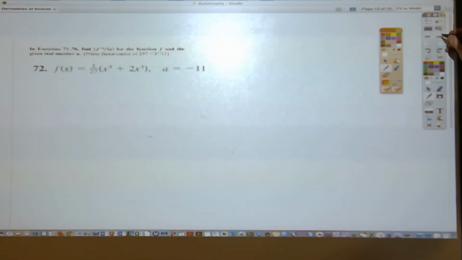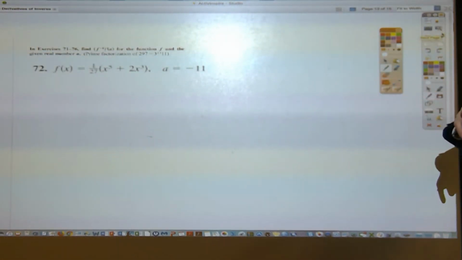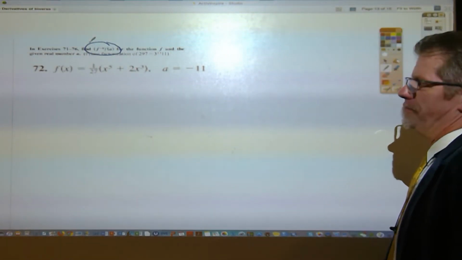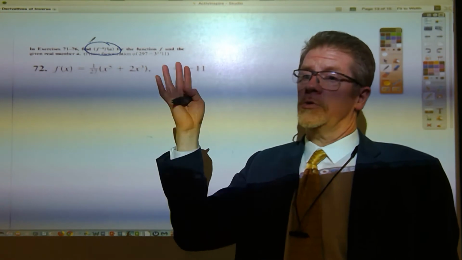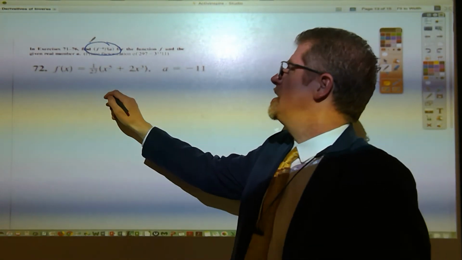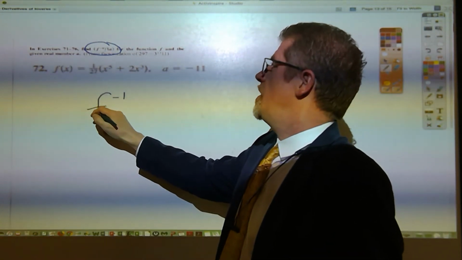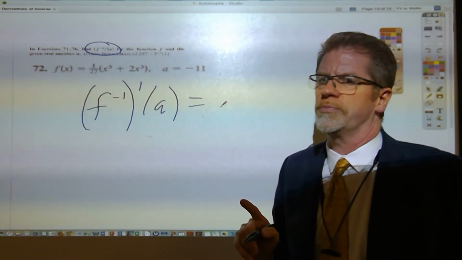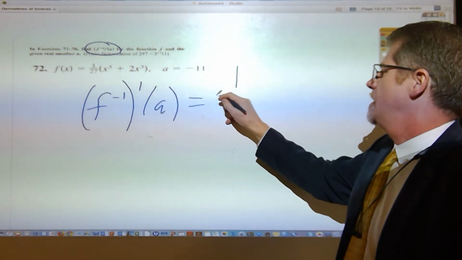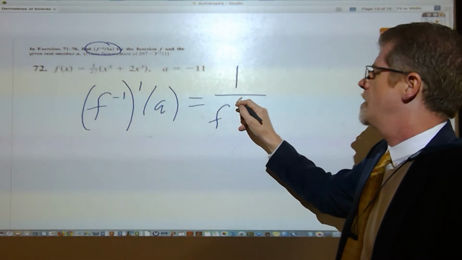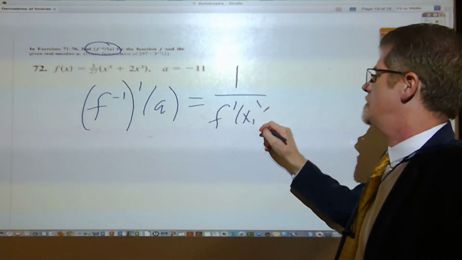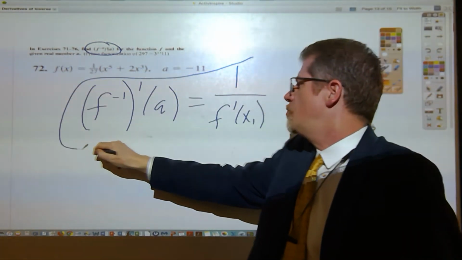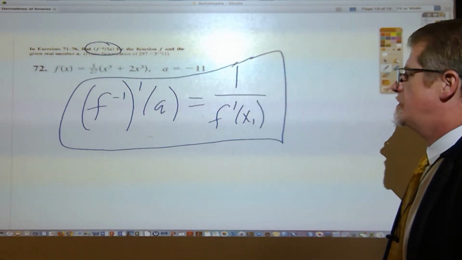Let's go to page 2 and try this one right here. Here they're asking us to find f inverse prime of A. Well, this is similar to what happens on the AP test. And if I were coaching you, as I am, f inverse prime of A, the very first thing I would do in this problem is write the formula. Your answer is going to be 1 over f prime of x1. To find f inverse prime of A, just take 1 over f prime of x1.